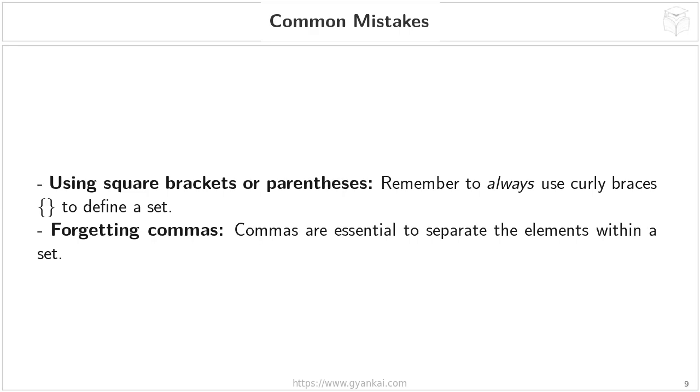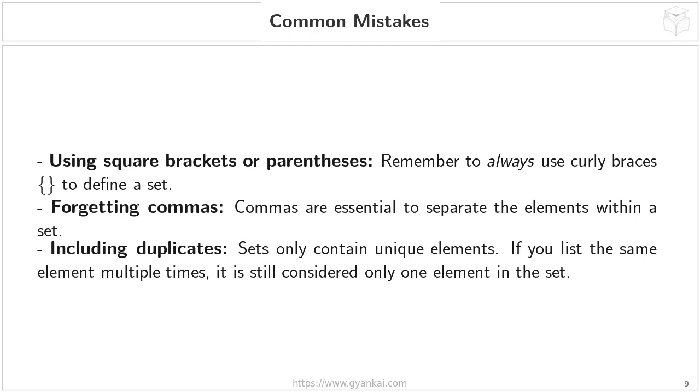Next, we have forgetting commas. Commas are essential to separate the elements within a set. Think of commas as the breath between each item in your set. They tell us where one element ends and the next begins. Without them, it becomes difficult to interpret what you mean. For example, if you wrote 123 inside curly braces, it could be read as the number 123, rather than the set containing the numbers 1, 2, and 3.